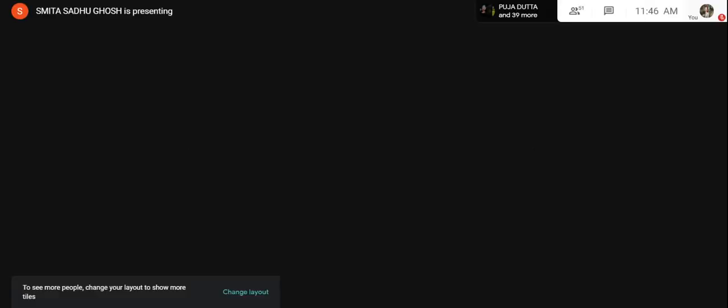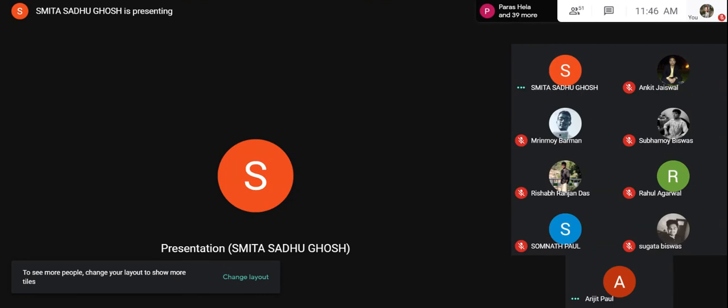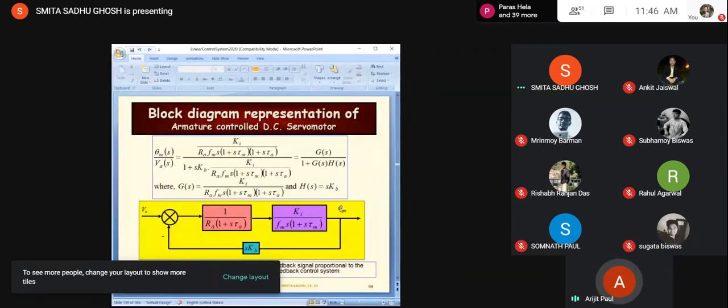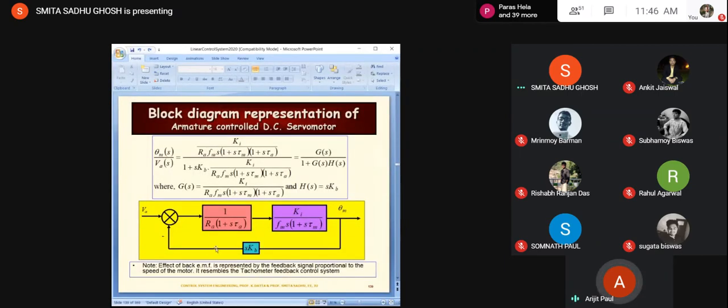Vb, the back EMF? How? Vb is equal to Kb d theta by dt. So in Laplace domain, it will be Kb S theta m. Yes, it is the back EMF, fine. Definitely it is the back EMF. So that actually is representing the feedback signal that we have over here.